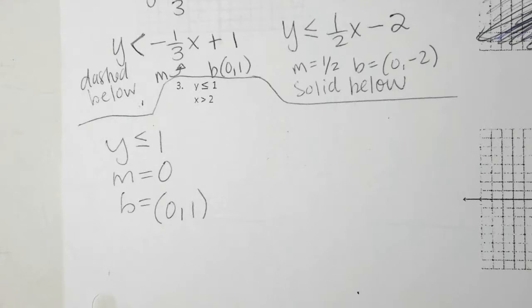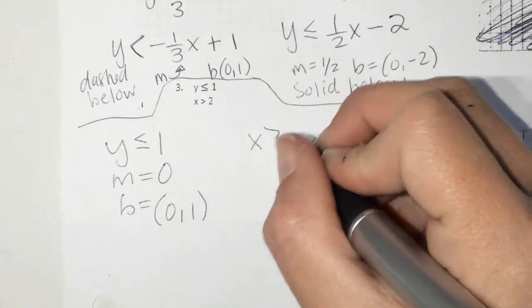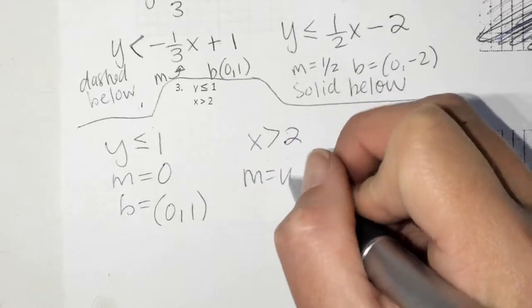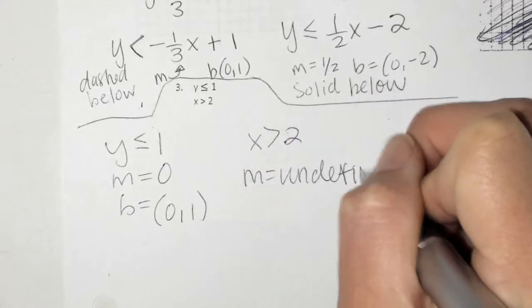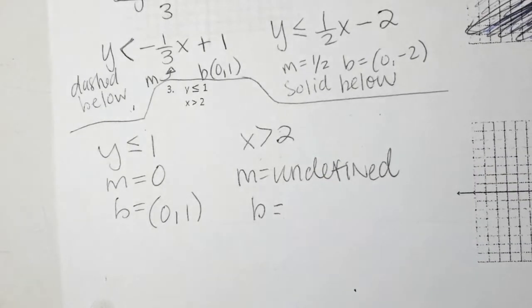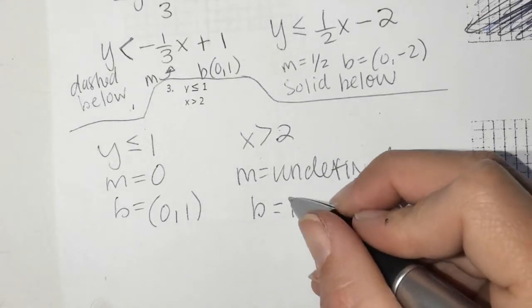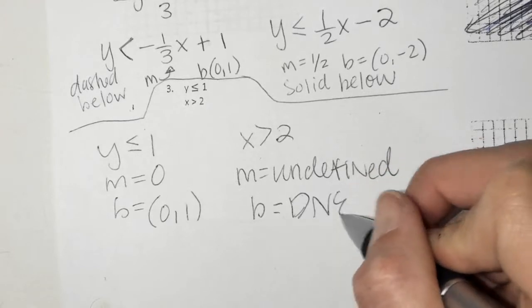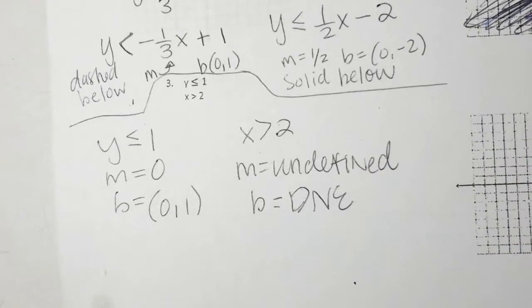What about this next one? Yes, because this is what kind of line? Vertical. What's the y-intercept? Good. I'll put does not exist. D-N-E. Alright.